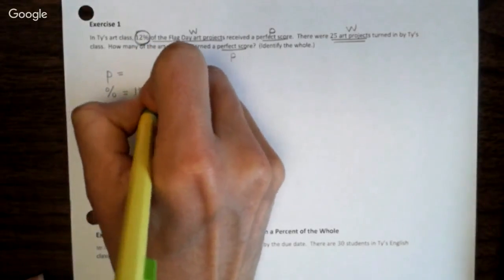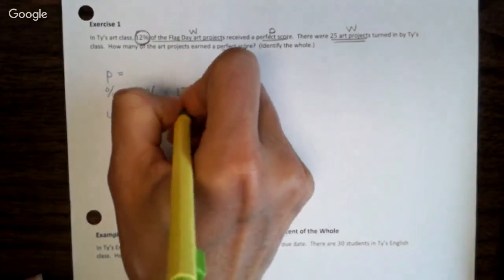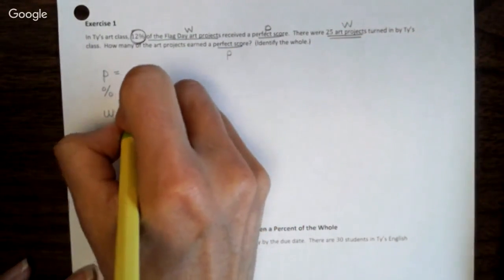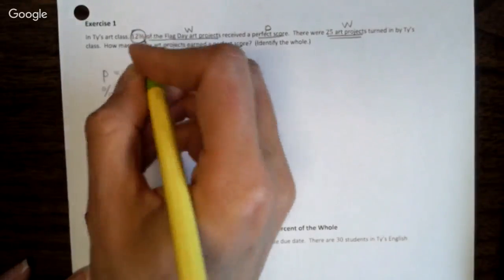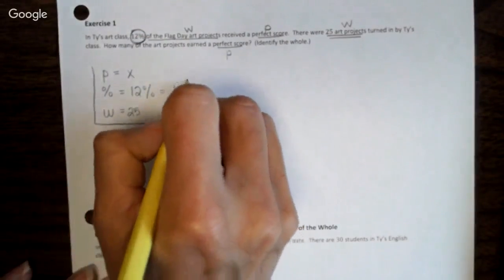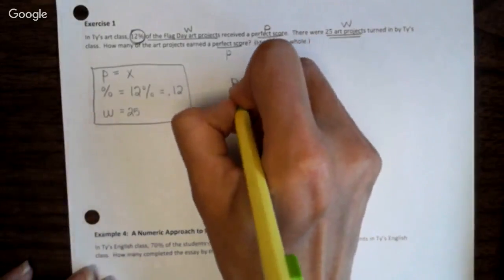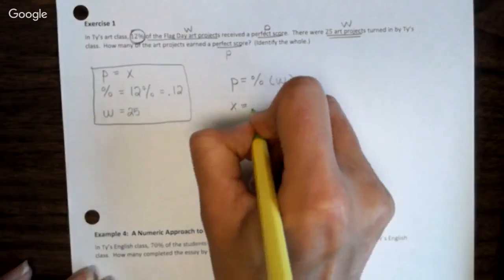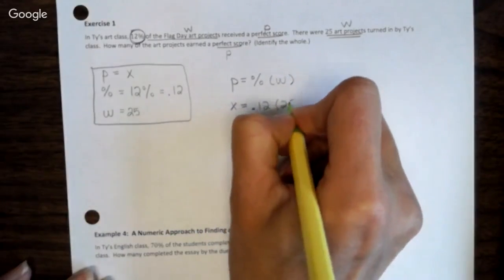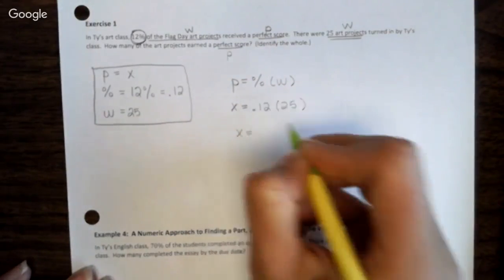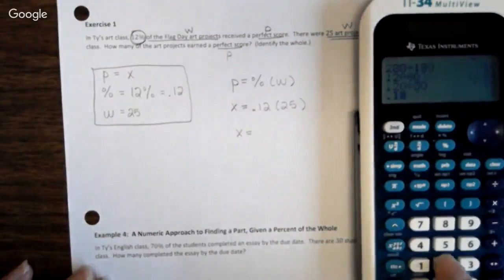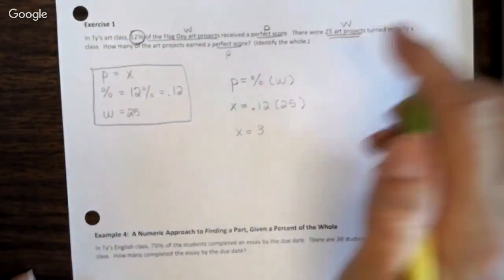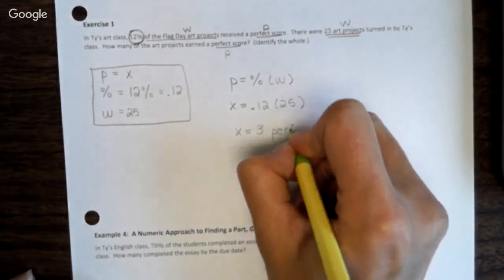So let's do part, percent, and whole. So we have 12%. Don't forget to change it to a decimal by moving it over twice. Your whole is 25. That's the total art projects. And your part is X. Those are the perfect scores. So our equation is part equals percent times whole. So 0.12 times 25 is 3. So 3 were perfect scores.